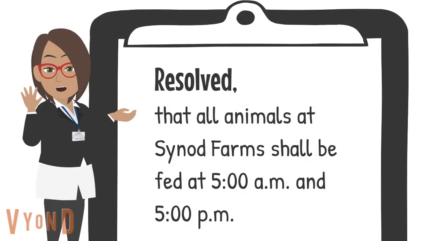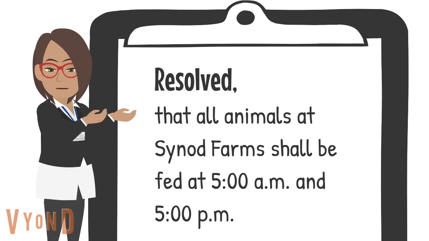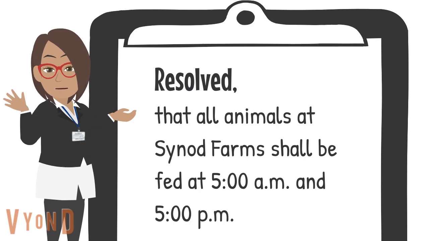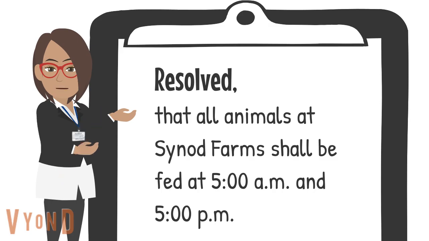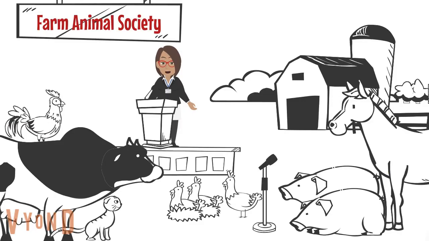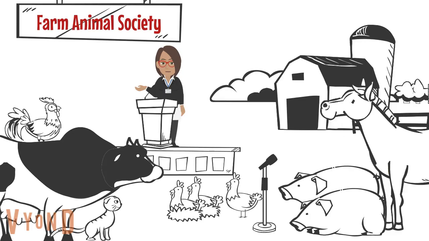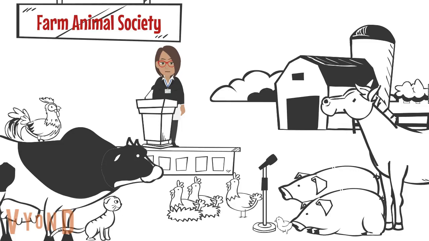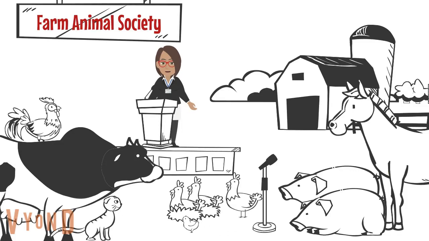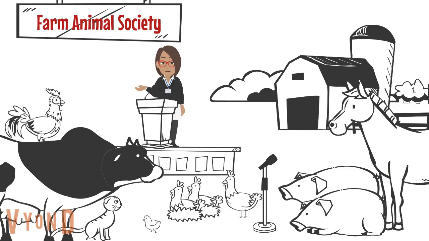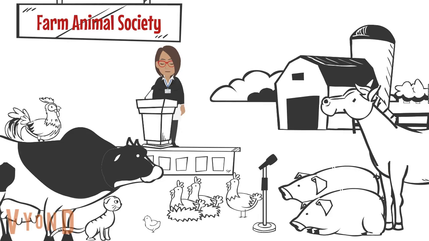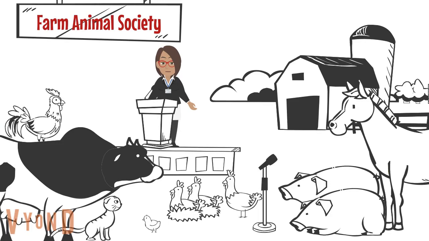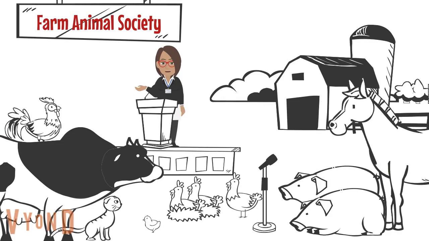Now, the motion on the floor to be discussed reads as follows, thanks to the hens' attention to detail. Resolved that all animals at Synod Farms shall be fed at 5 o'clock a.m. and 5 o'clock p.m. Super! Everyone feels good about this. Remember, the vote on the motion itself has not been taken yet. The only action done so far is to change the wording to make the motion better in the eyes of the members. So are all the animals ready to vote now?